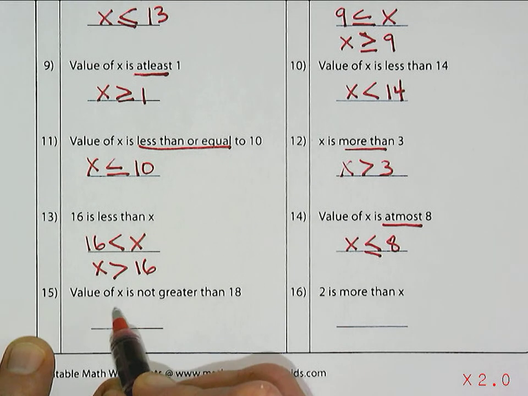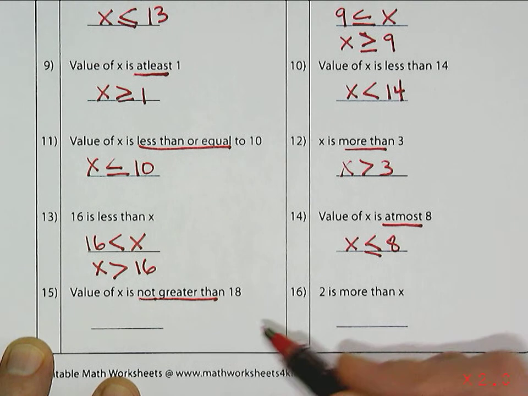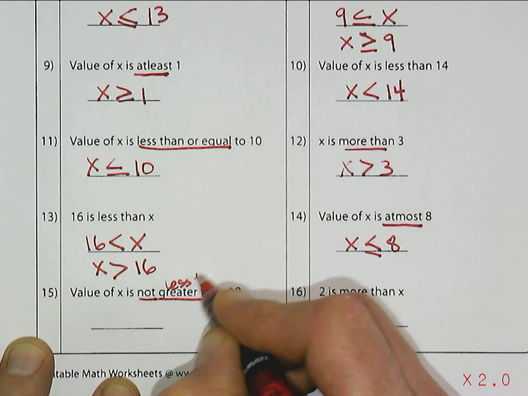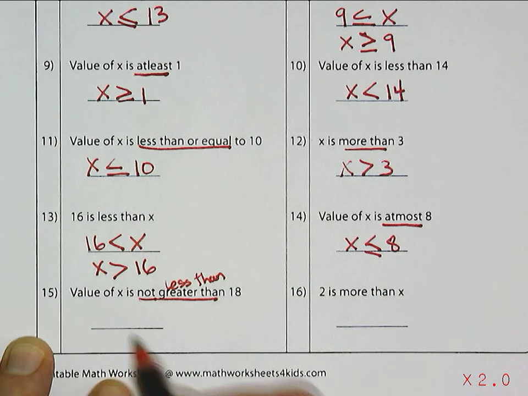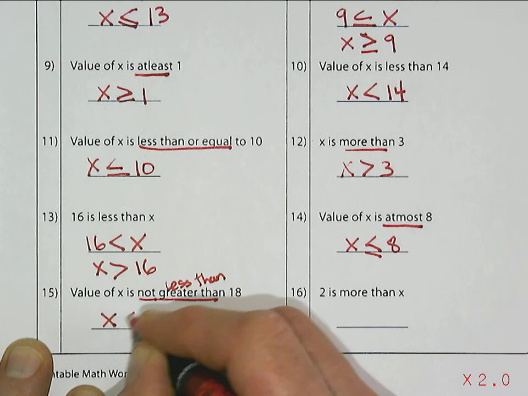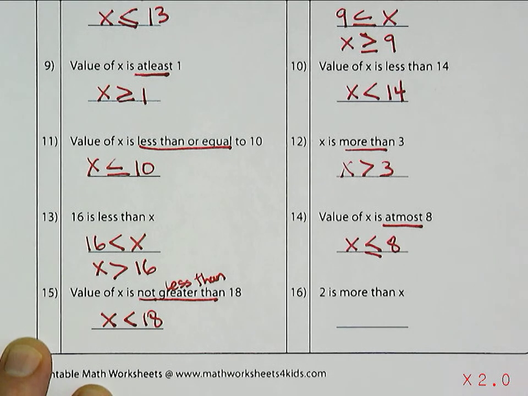And then the value of x is not greater than, which would be the opposite of greater than, less than. So not greater than gives me a less than. So the value of x is less than 18. Now the question is, could the answer also be 18?